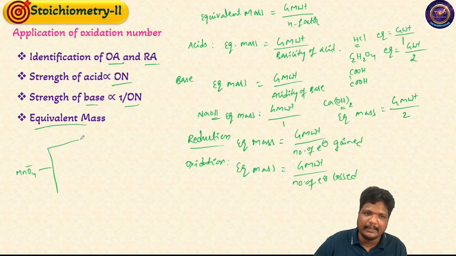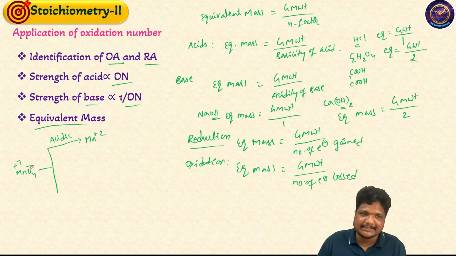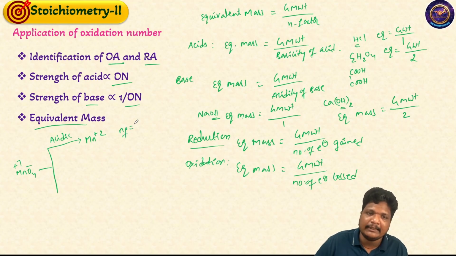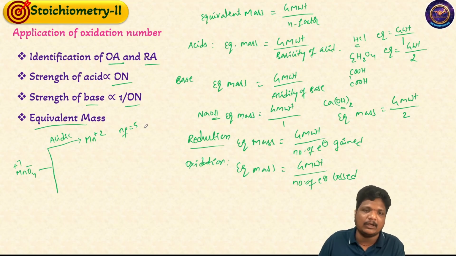సో ఇన్ ఎసిడిక్ మీడియం సో దిస్ manganese which is present in the +7 oxidation state is converted into +2 oxidation state. సో అంటే +7 నుంచి +2కి కన్వర్ట్ అవుతుంది. అంటే ఎన్ని ఎలక్ట్రాన్స్ ఇది గెయిన్ చేసుకుంది ఇక్కడ, +7 నుంచి +2 అంటే 5 ఎలక్ట్రాన్స్, అంటే n ఫ్యాక్టర్ 5 అవుతుంది. సో గ్రామ్ ఈక్వాలెంట్ మాస్ ఇజ్ ఈక్వల్ టు గ్రామ్ మోలార్ మాస్ బై 5.